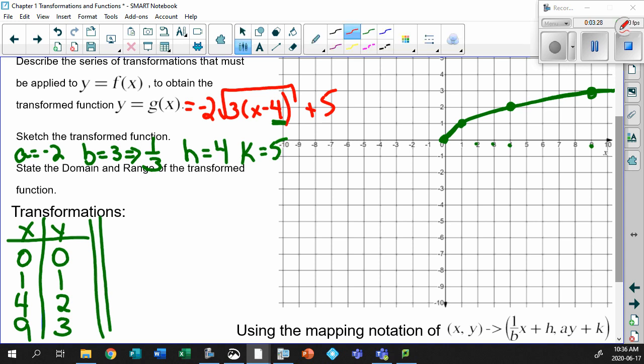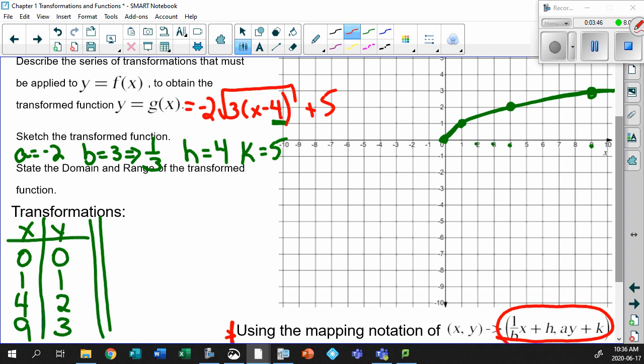So how do we transform? Well, think about it. Maybe we should actually develop a mapping for this. That's going to be really, really cool. And that's one of the reasons why I put it down here. We're going to use this mapping notation. We know what the mapping notation is. It's all of this stuff here. Let's just plug in the numbers.